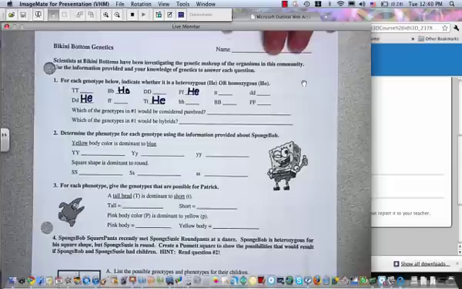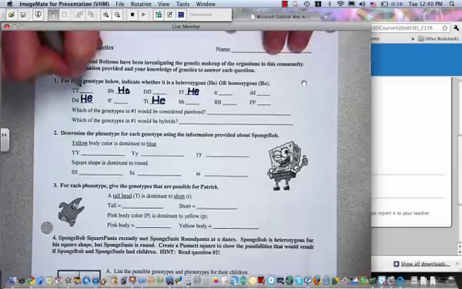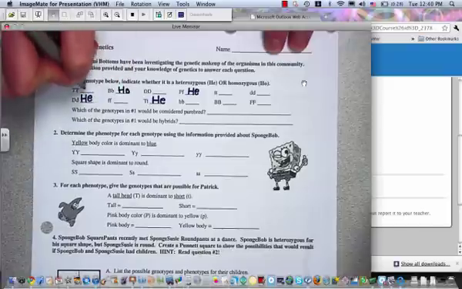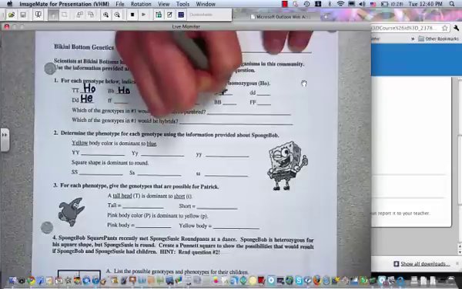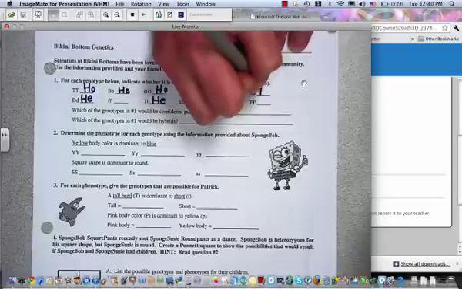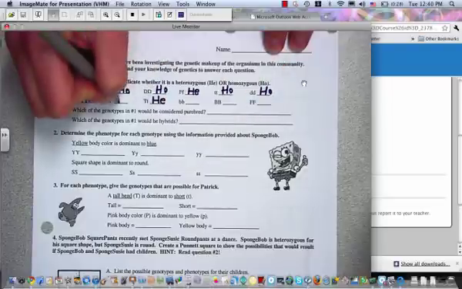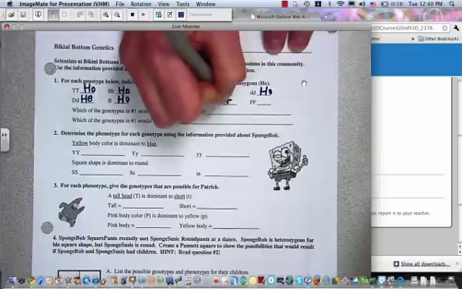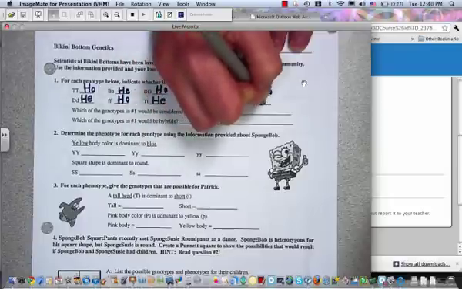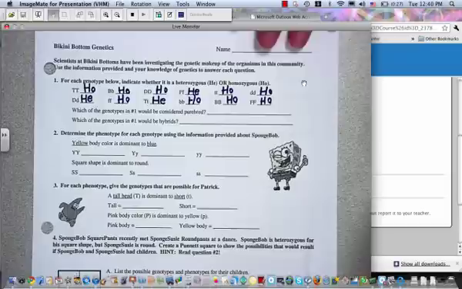The homozygous ones would be all of the rest because they have the same, either capital or lowercase, but they are still the same. So go through now and mark those as homozygous with an H and an O. Check your work.